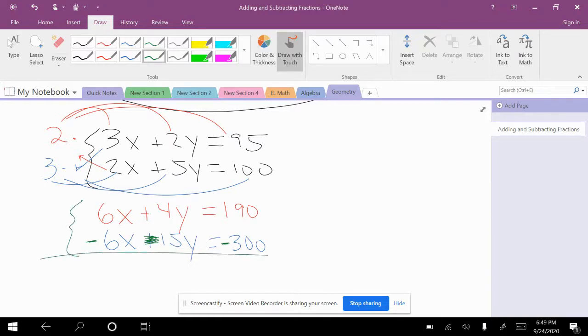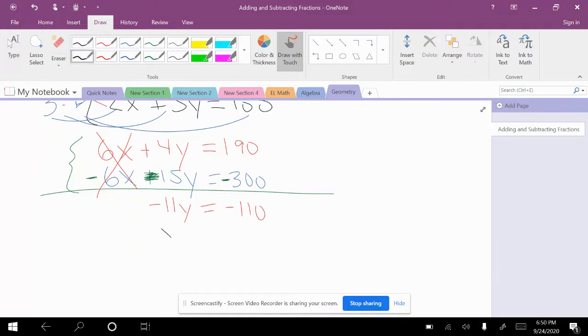So now, 6x minus 6x, they cancel. Esos se cancelan. Now we have 4y minus 15y, which is -11y. And then on the other side, we have 190 minus 300, which is negative 110.